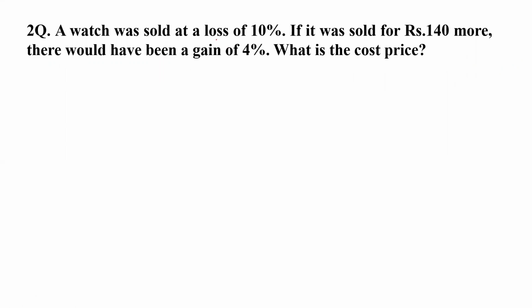A watch is sold at a loss of 10%. So this is sold at a loss of 10%. We can write here that this is a specific sale price. If the watch is sold at that, then you are bearing the loss of 10% of cost price. 10% of cost price means 10 divided by 100 multiplied by CP. At a specific price, if this is sold, then you are losing this much.